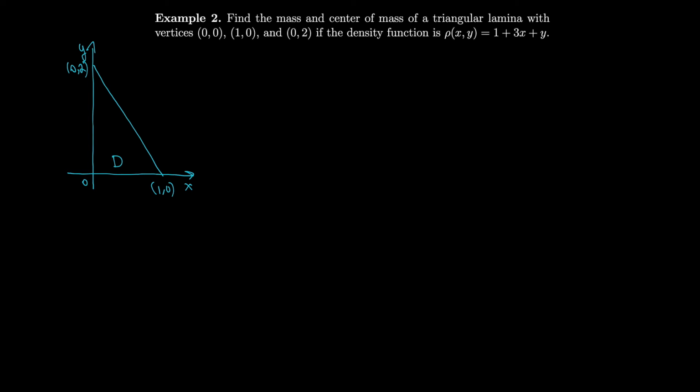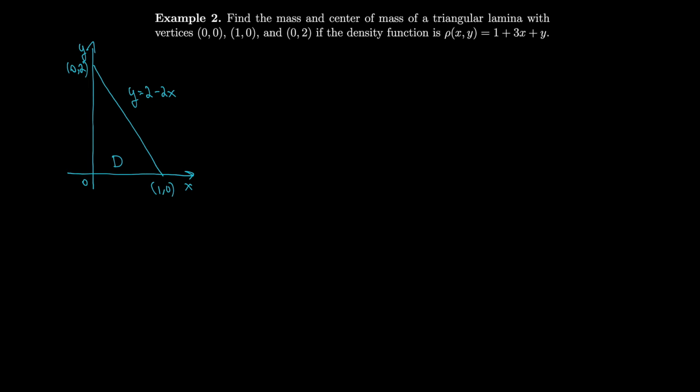So it looks like I need to figure out what this boundary line over here is, but that's easy enough because it's just the equation of a line. If you notice, the y-intercept is 2, so you could say y equals 2, and then the slope goes down 2 over 1, so minus 2x.